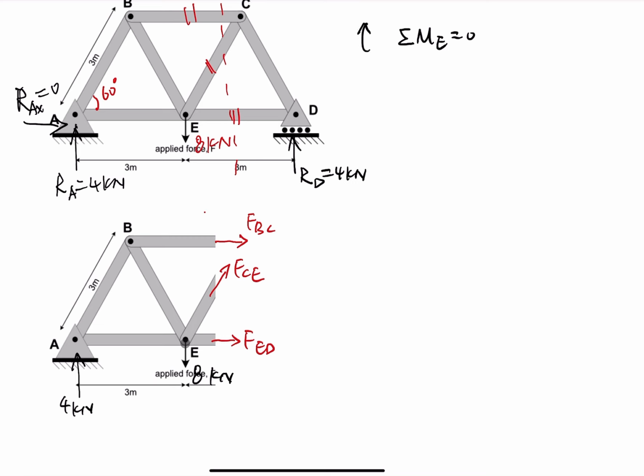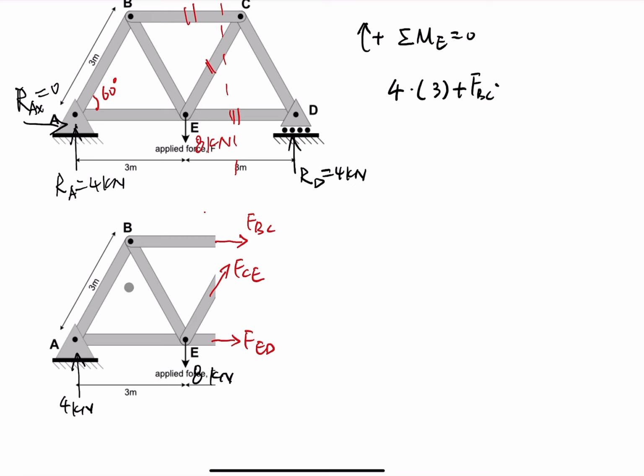We assume the positive direction for this equation is clockwise. First of all, the 4 kilonewton reaction force has a bending moment at joint E that goes clockwise, so that is positive 4 kilonewton times the lever arm AE. AE is 3 meters, times 3. Second, FBC has a moment at joint E that goes clockwise, so it's positive FBC. Then we need to calculate the lever arm.